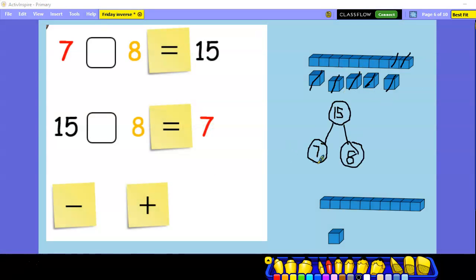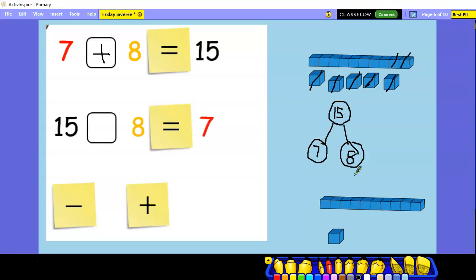Okay, so I've just drawn a little example here. 15 is the whole. If I've got 7 and 8 and it makes 15, what am I doing? Am I doing a subtraction or an add? I'm adding the two parts together, aren't I? And if I've got 15 and then add 8, I wouldn't get 7, would I? I'd get a bigger number.